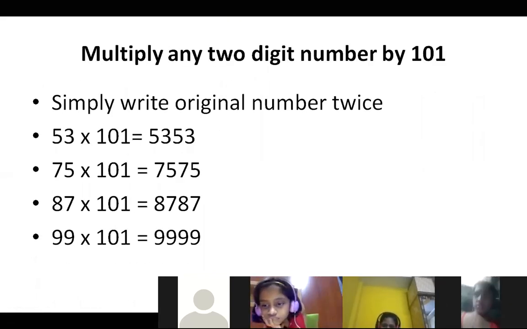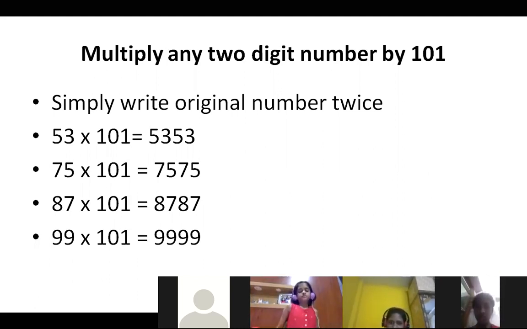Yeah, this is an interesting one actually. This is very interesting, and you feel very happy doing this kind of multiplication. See, this makes it very fun.